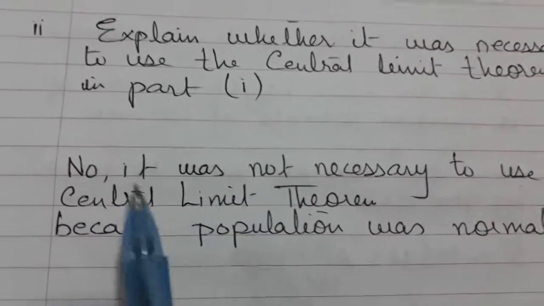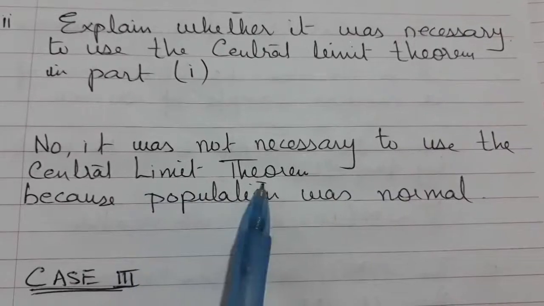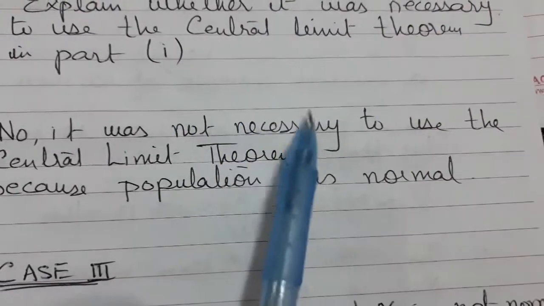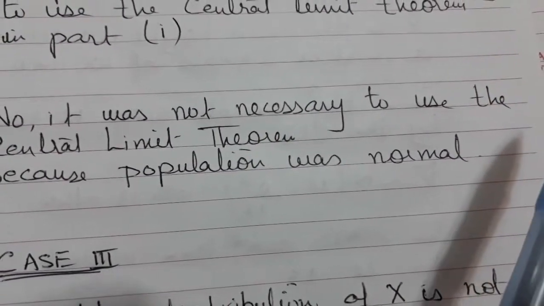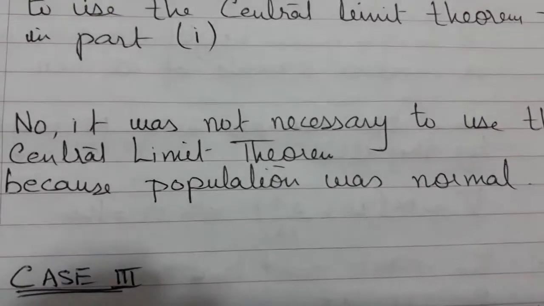So you will say no, it was not necessary to use the central limit theorem. Why? Because the population was normal. If the population was not given as normal, then you will say yes, it was necessary, and because the sample size is large enough, greater than 30, we can use the central limit theorem. But right now it is not necessary because the population was given as normal, right?